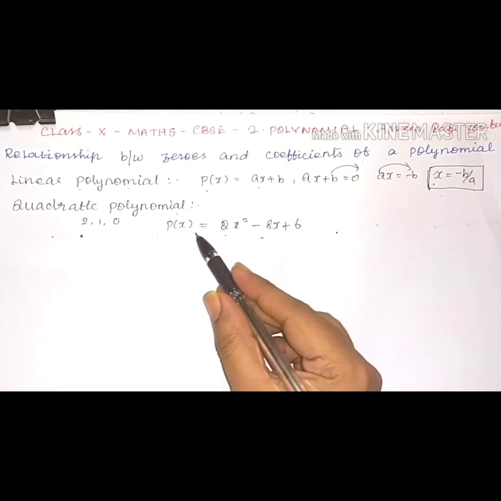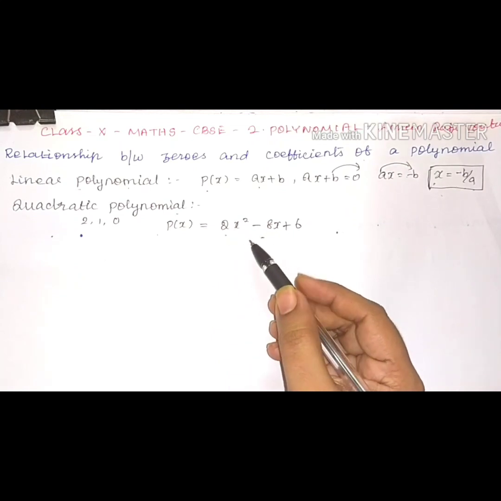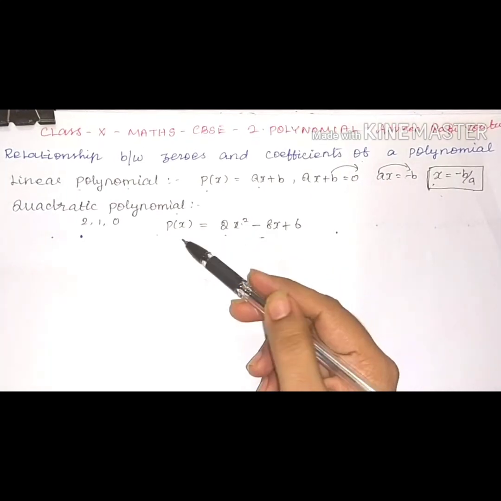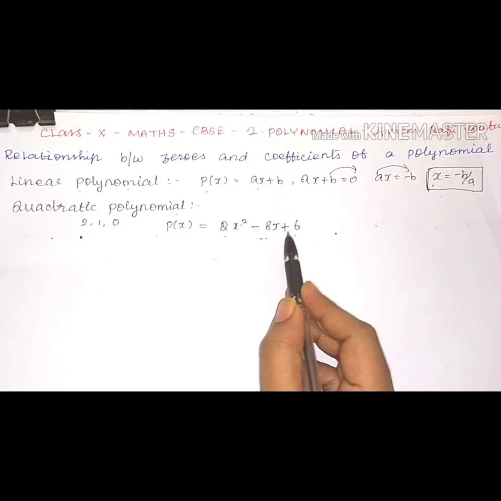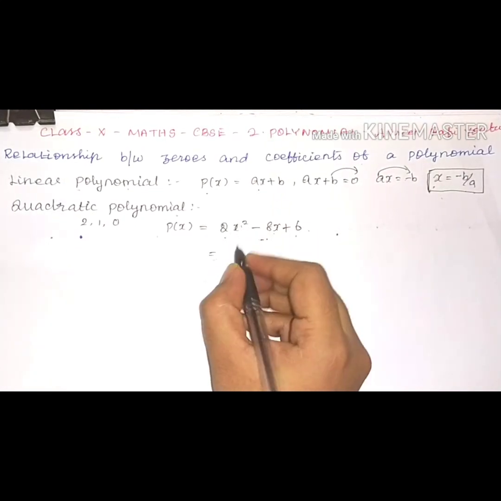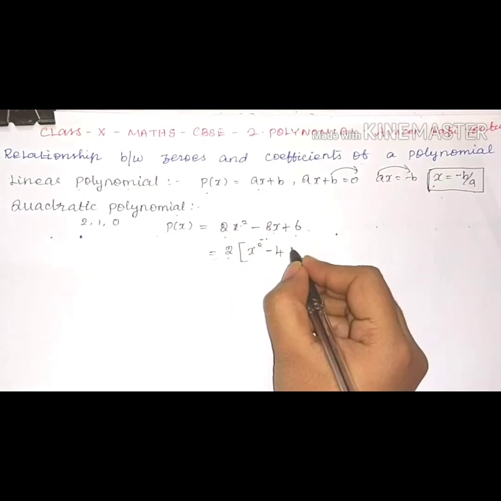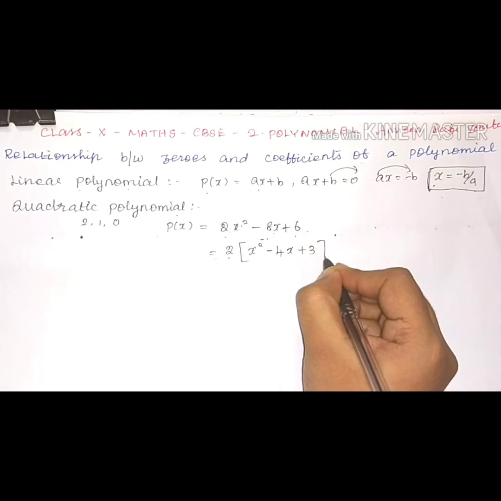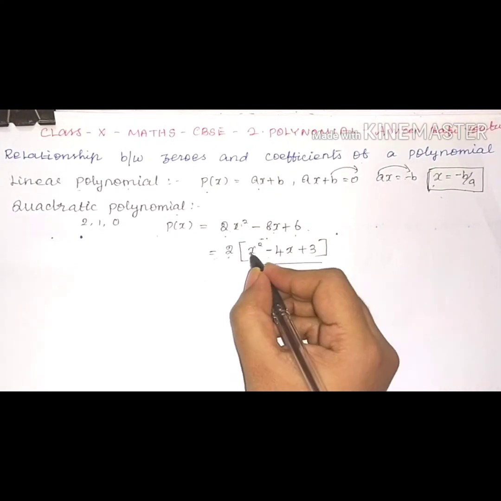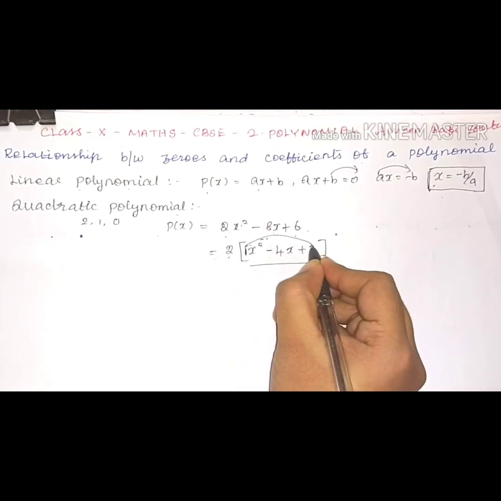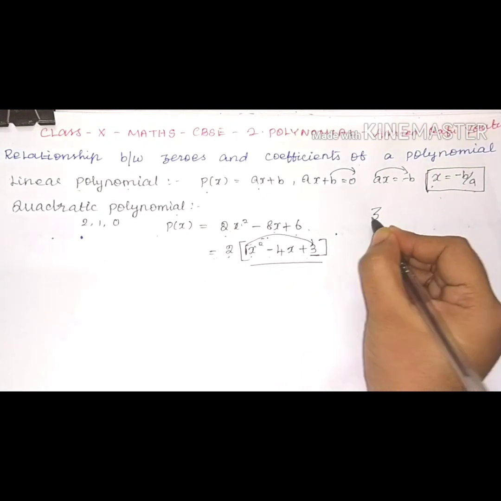I already told you zeros are nothing but x values. So the x values you get by splitting this quadratic are the zeros of the quadratic polynomial. So p of x equal to 2x square minus 8x plus 6. Here 2 is common, so we take 2 common. We get x square minus 4x plus 3. Now we split this equation. What is the coefficient of x square? 1, and the constant term is 3. 1 and 3 we multiply, 1 threes are 3.